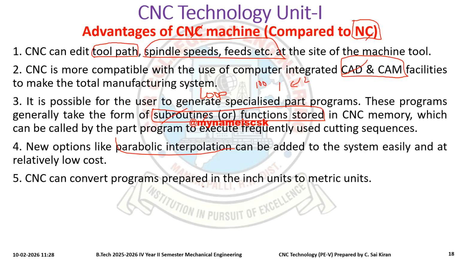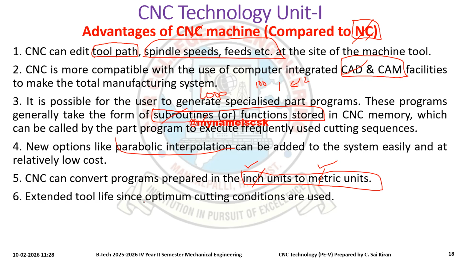Next, CNC can convert programs prepared in inch units to metric units. So in the computer we directly use the option called convert inch system to metric. If the program is written in the inch system, it can be converted into the metric system with just one click. Or else, if your company is spread across the world and one programmer has made the program in the inch system, you can directly convert it into the metric system. But in NC you have to type it manually.